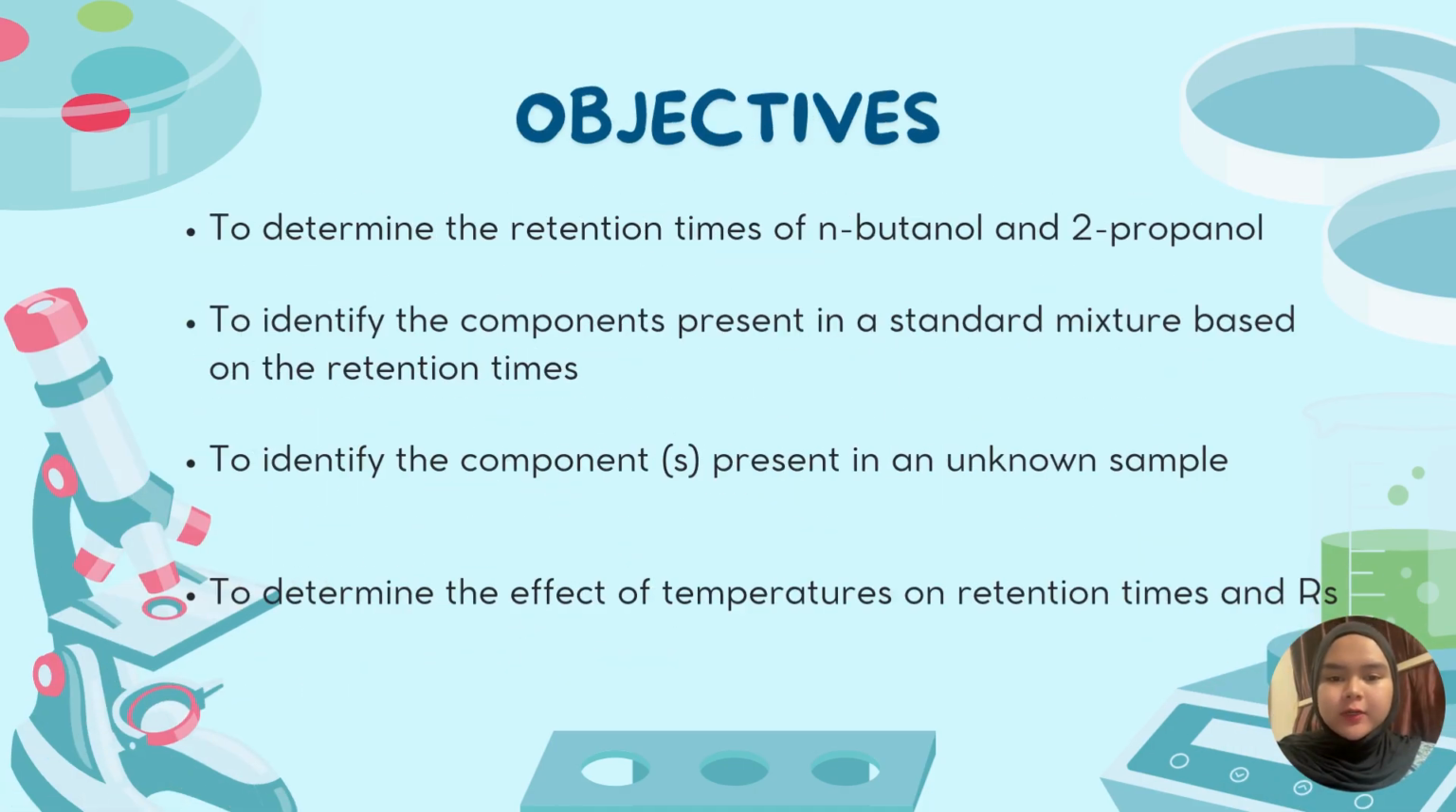Next, the objective for this experiment is first to determine the retention time of n-butanol and 2-propanol. Secondly, to identify the components present in a standard mixture based on the retention times. Third, to identify the components present in an unknown sample. And lastly, to determine the effect of temperature on retention time and resolution.